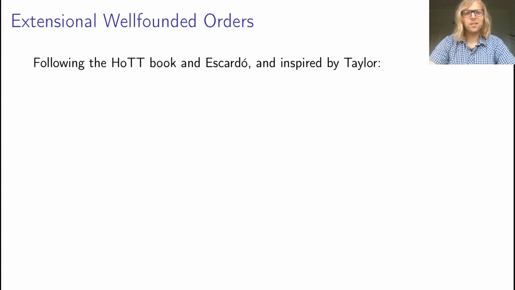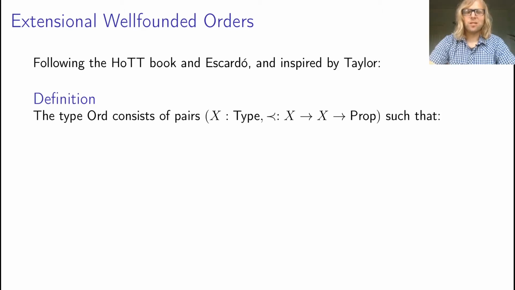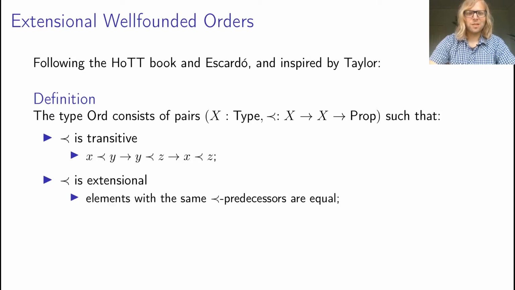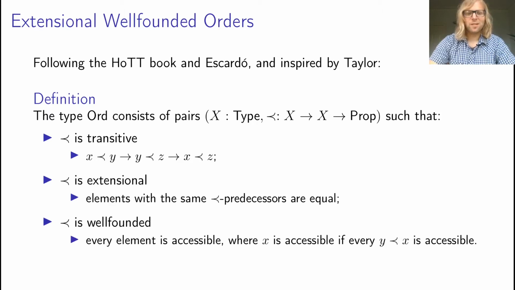The first one we consider can be found in the HoTT book and in further work by Escardó, and is inspired by work by Paul Taylor. It's the one that's perhaps most closely related to the set theoretic definition, where we consider an ordinal to be a type together with a relation, which we can think of as the epsilon relation from set theory. So it's transitive, it's extensional, meaning that elements with the same predecessors are equal, and it's well-founded, meaning that every element is accessible, where accessibility is an inductively defined notion.